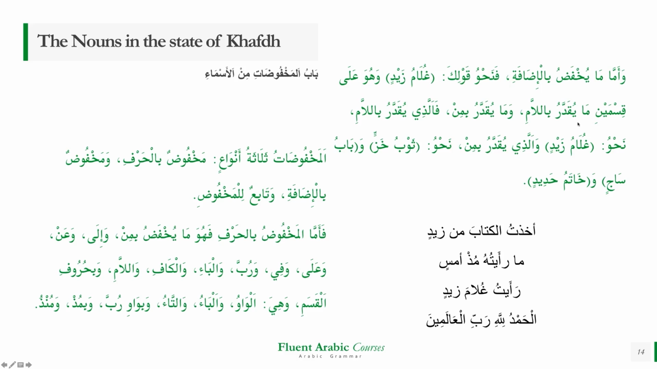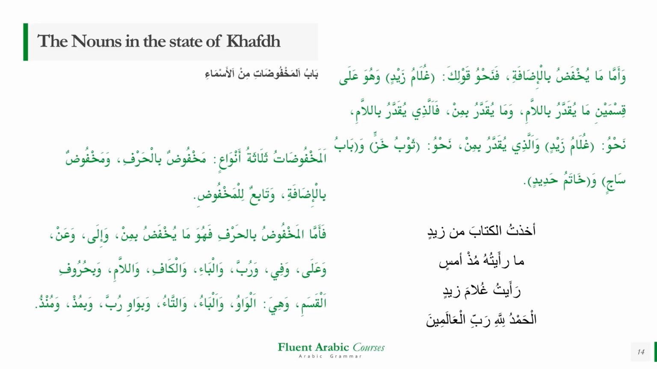وهو على قسمين: ما يقدر باللام وما يقدر بمن. It is two types. One which has the meaning of lam and one which takes the meaning of min. فالذي يقدر باللام, what is the one that takes the meaning of lam? نحو غلام زيد. It means غلام لزيد. Lam means of. It shows the possession. والذي يقدر بمن نحو ثوب خز. Min takes the meaning of from, approximately.